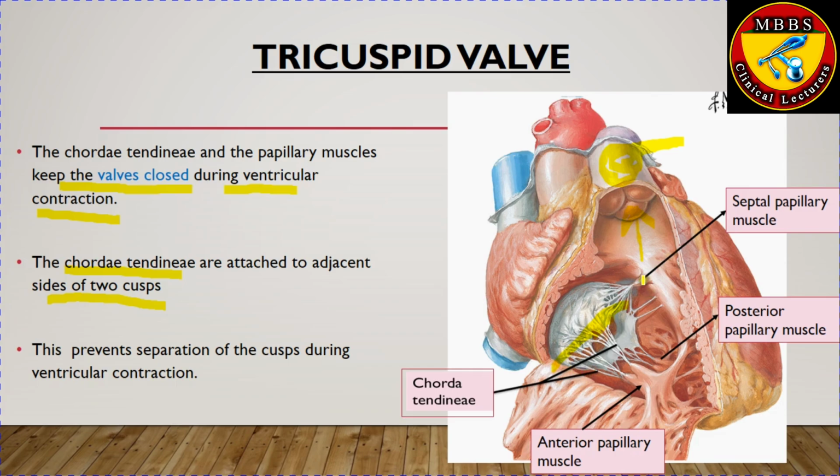Similarly, the septal papillary muscle or the septal chorda tendineae is attached to the septal cusp as well as to the posterior cusp. So they are actually attached to the adjacent sides of two cusps. This prevents the separation of the cusp during the ventricular contraction.